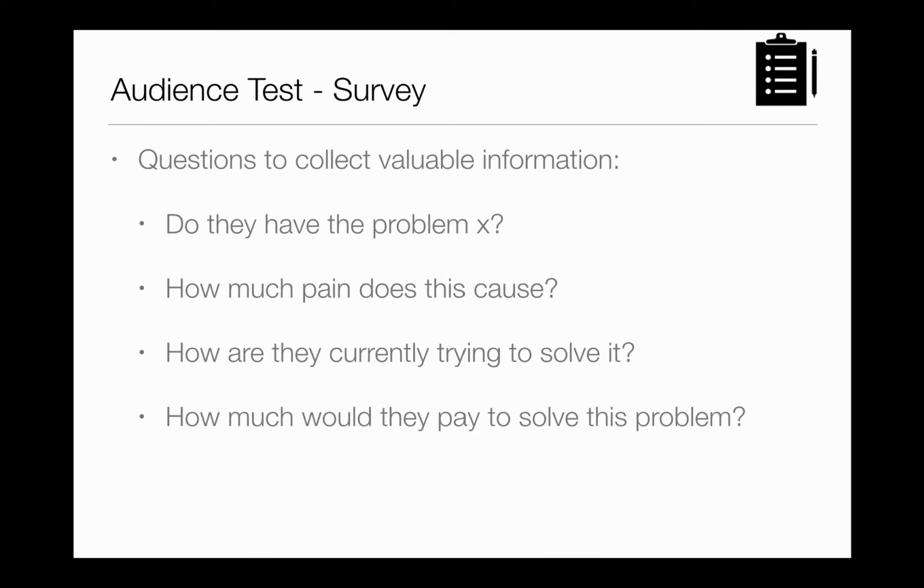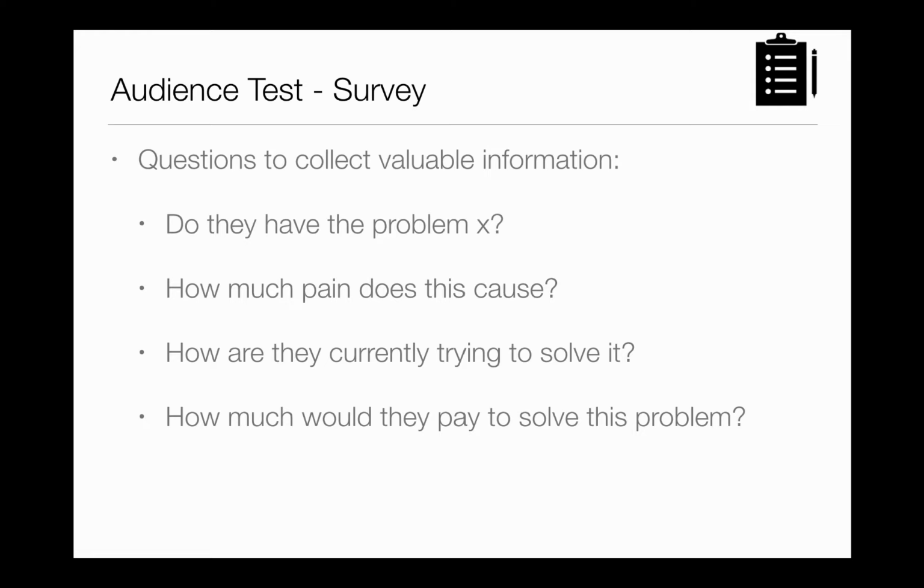Okay, so now that we've got the outline of our funnel, we know what tools we're going to use, and we know what email service provider we're going to use, we now have to actually build the survey. The types of questions that we're going to want to ask in this survey are: do they already have a product that solves this problem? How much pain does this cause them? Is this problem big enough for them to care about? Are they going out of their way to find a solution to this? How are they currently trying to solve it?